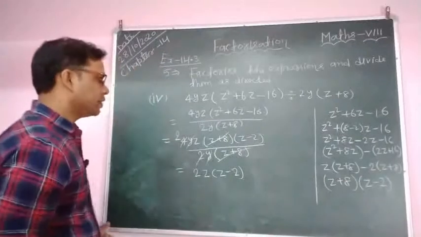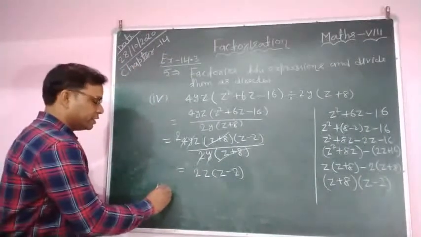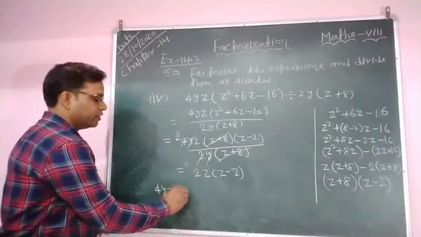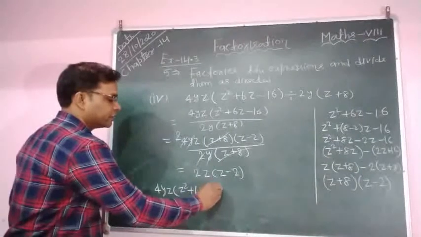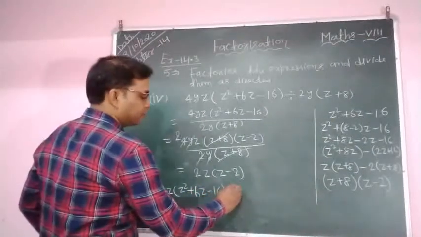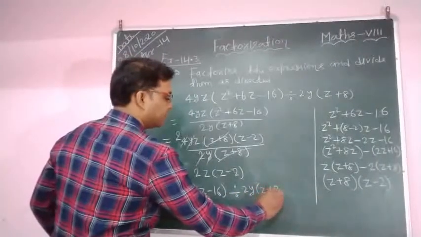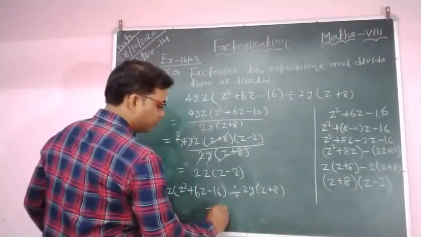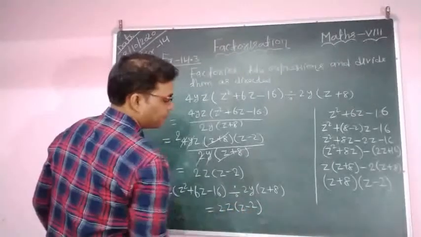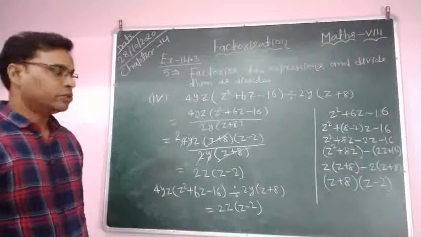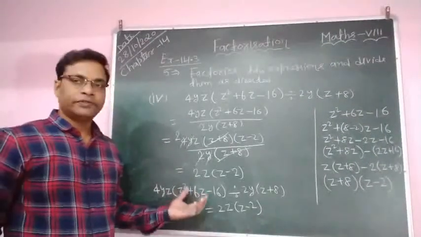So in this way we can say that if you divide 4yz into z square plus 6z minus 16 by 2y into z plus 8, then we obtain 2z into z minus 2 as a quotient. So students, I hope all of you understood such divisions.